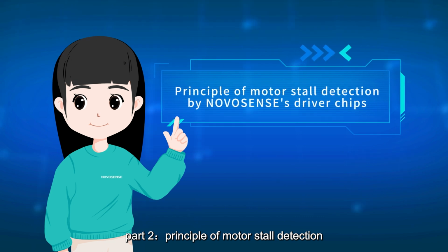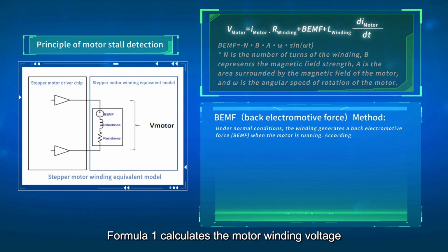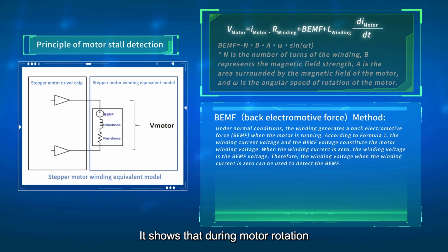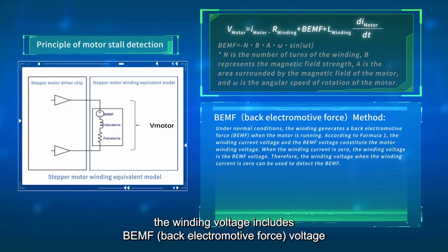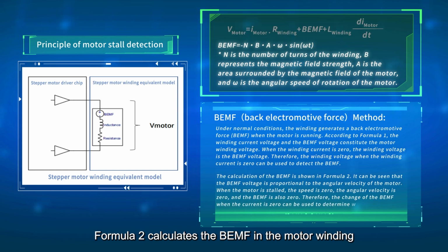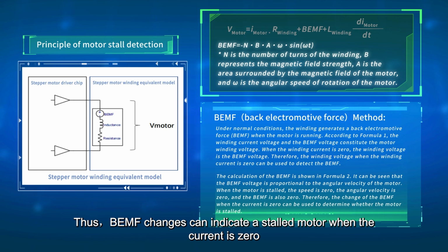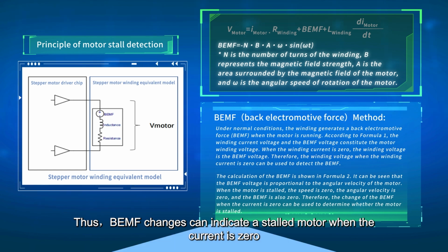Part 2. Principle of motor stall detection. NOVOSENSE's stepper motor driver chips use the back electromotive force method for stall detection. Formula 1 calculates the motor winding voltage. It shows that during motor rotation, the winding voltage includes back electromotive force voltage. When the motor current is 0, the winding voltage equals the BEMF. Formula 2 calculates the BEMF in the motor winding. It shows that when the motor stalls, the angular velocity and BEMF are 0. Thus, BEMF changes can indicate a stalled motor when the current is 0.